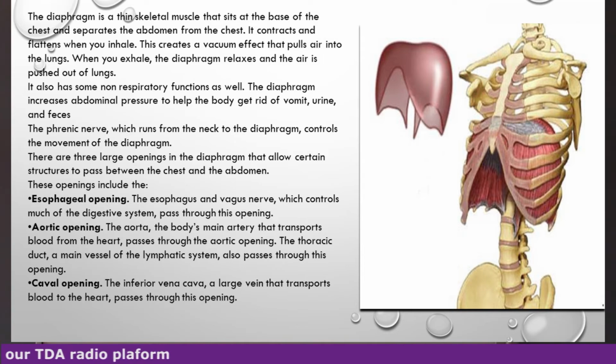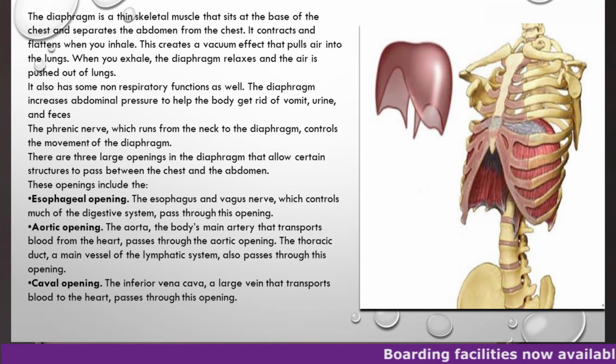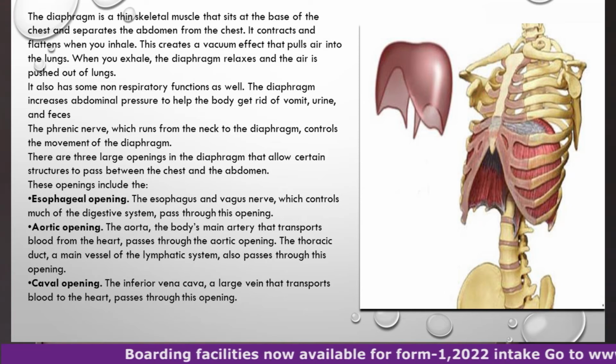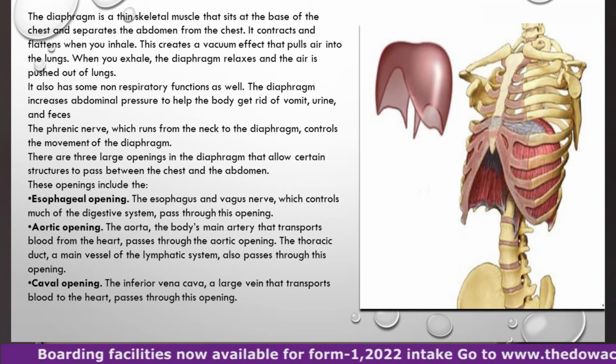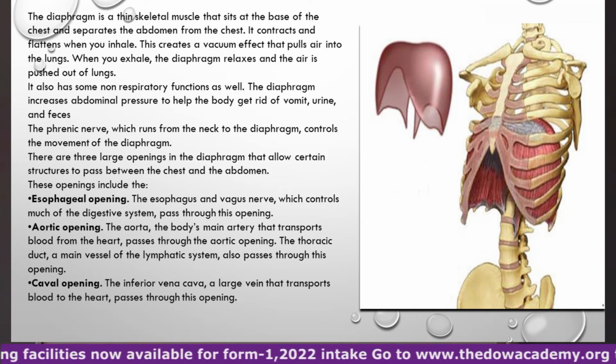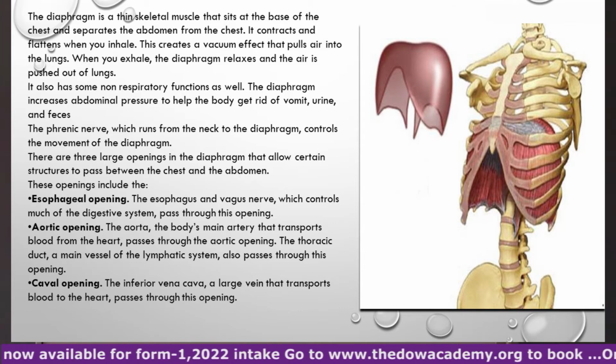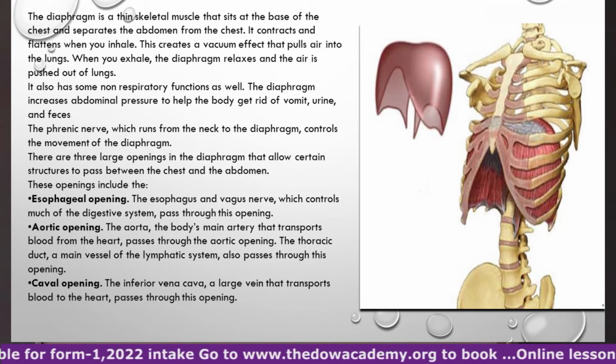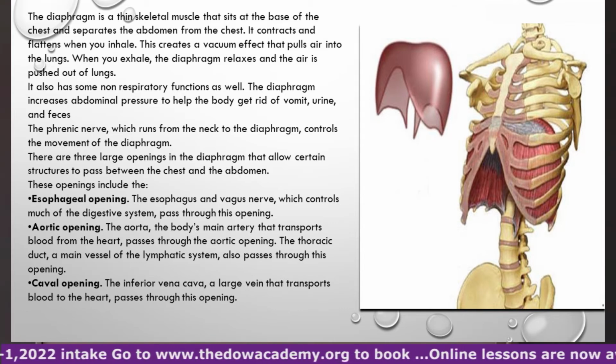The inferior vena cava, which is a large vein that transports blood to the heart, passes through this opening. Now, the caval opening is the vein which transports blood without oxygen. Remember, the aorta carries blood with oxygen, and the vena cava transports blood without oxygen, or less in oxygen, otherwise known as deoxygenated blood. Then oxygenated blood is blood which is rich in oxygen or which contains oxygen.